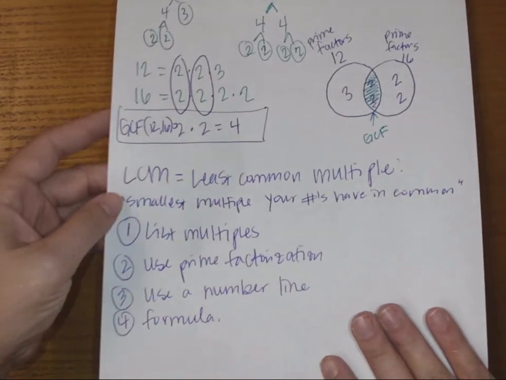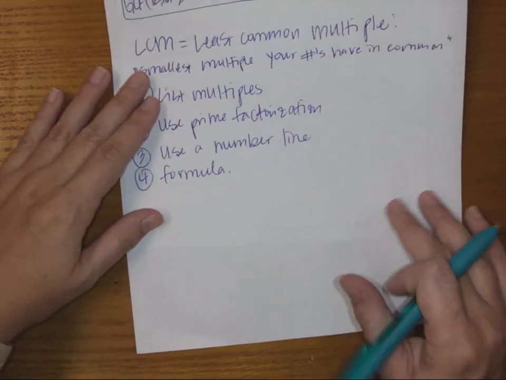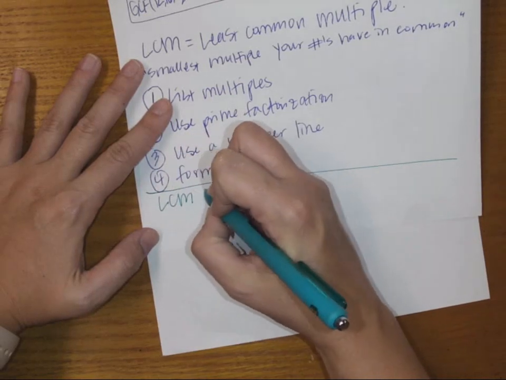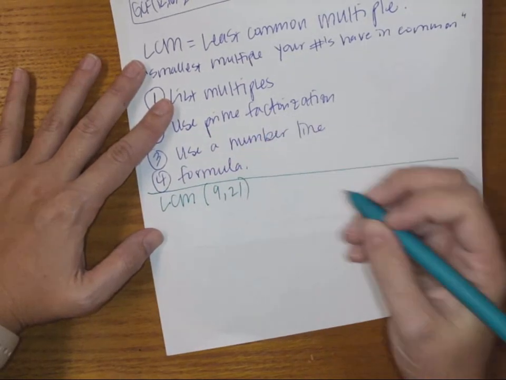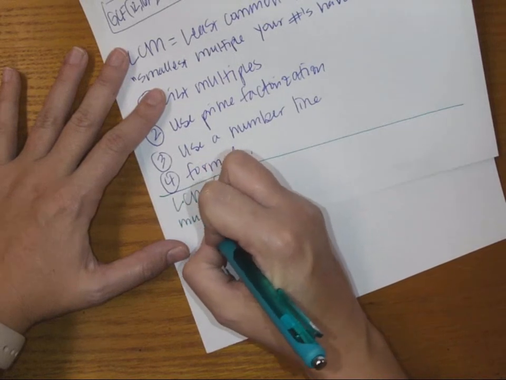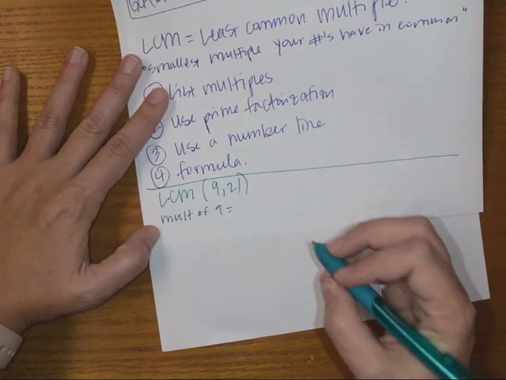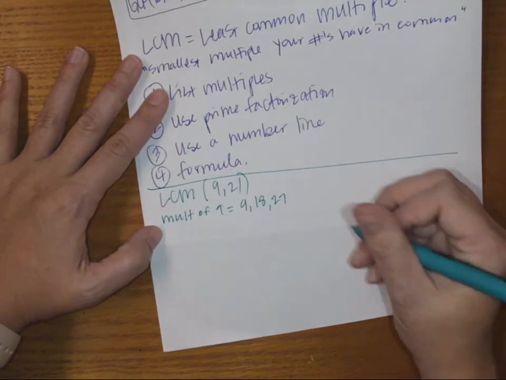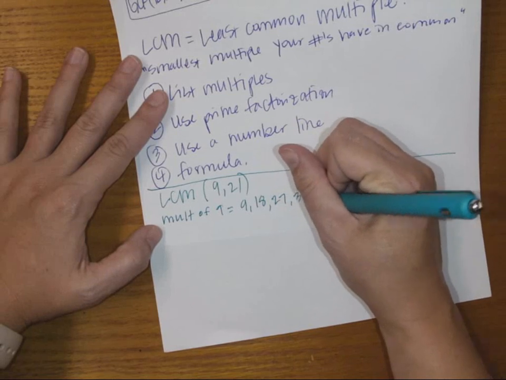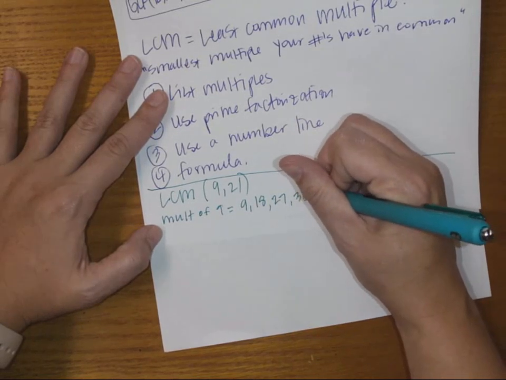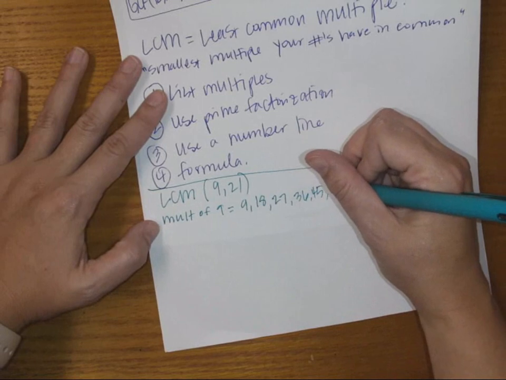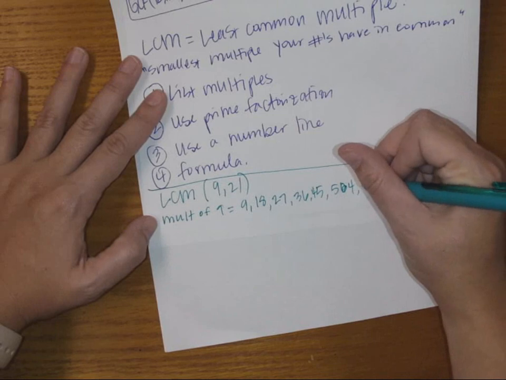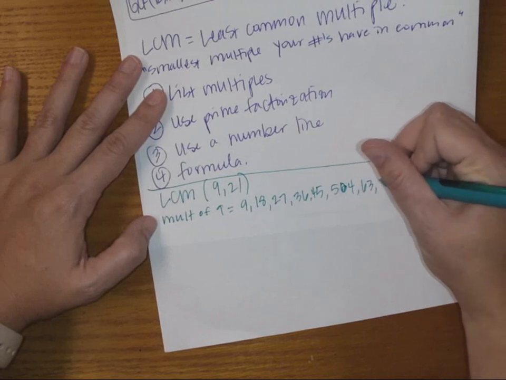I do the same way as before. It's just now instead of listing the factors, instead of listing the things that divide into it, I'm listing the numbers that multiply. So if I'm trying to find the least common multiple of 9 and 21, I'm going to list the multiples of 9, which are 9 times 1 is 9, 9 times 2 is 18, 9 times 3 is 27, 9 times 4 is 36, 9 times 5 is 45, 9 times 6 is 54, 9 times 7 is 63, 9 times 8 is 72.